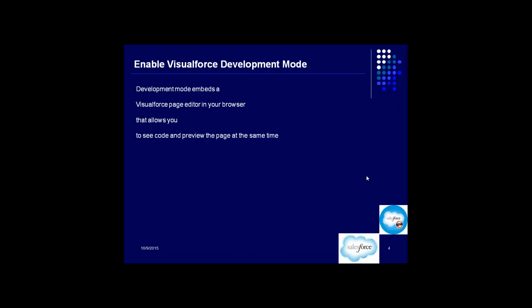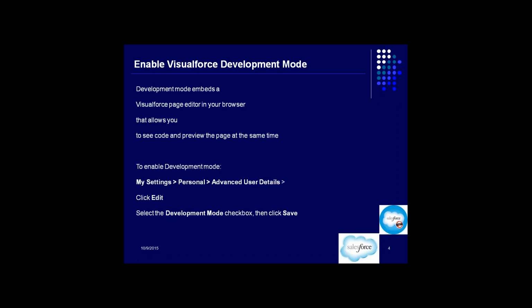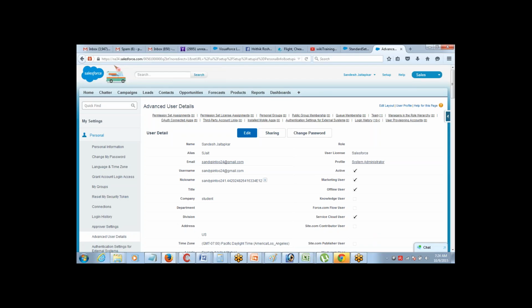Coming back. So enabling the development mode is done. Now let's start with creating a Visualforce page. So let's start creating the user interfaces. To create a user interface, all that you have to do is go to the browser. Let me just go to the browser itself.